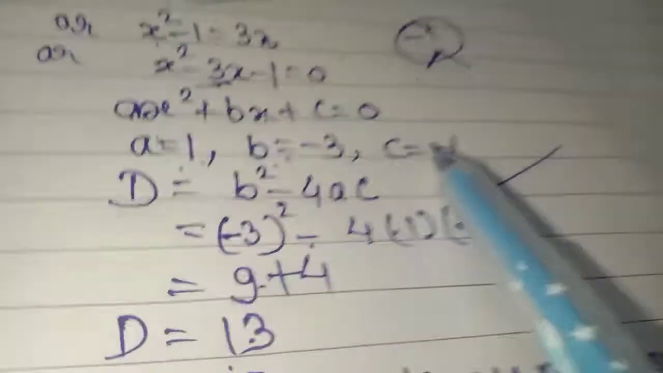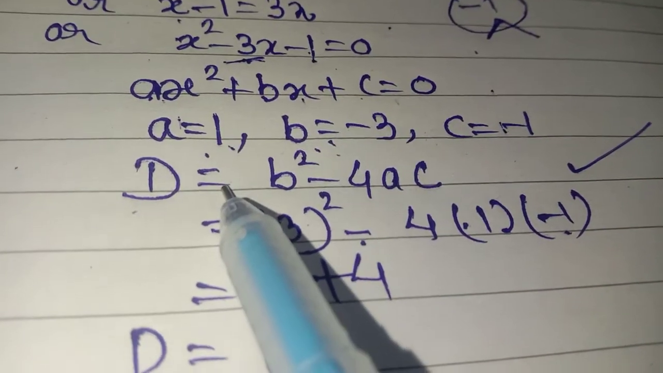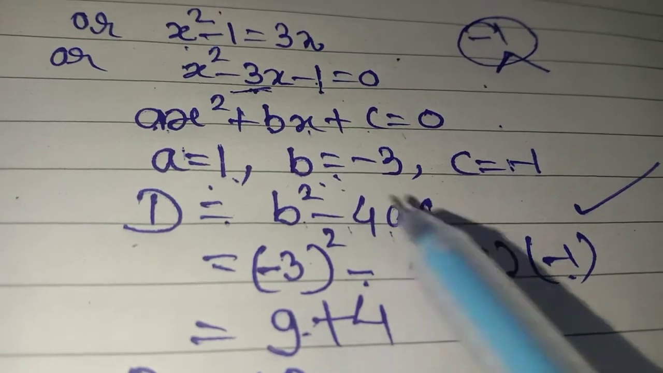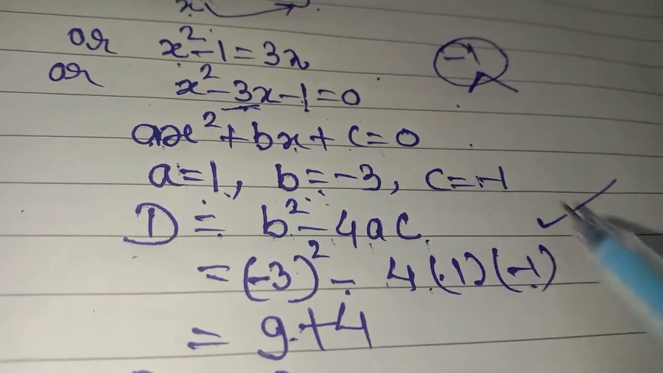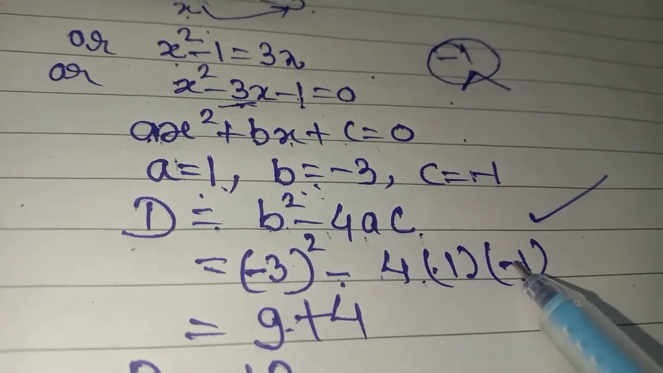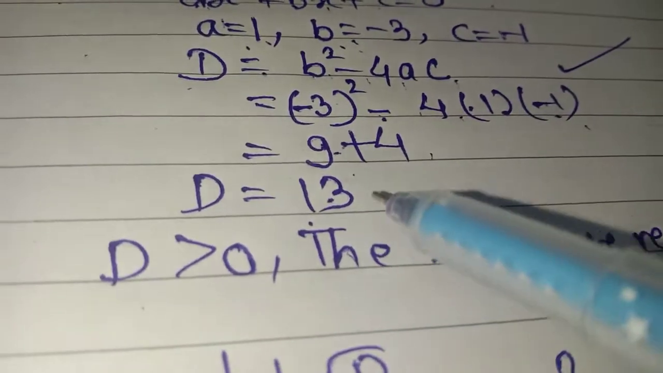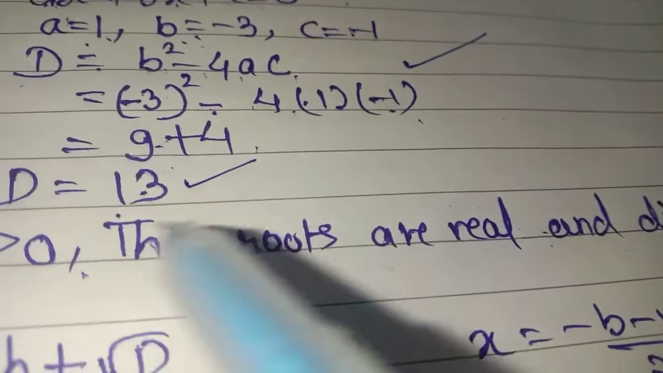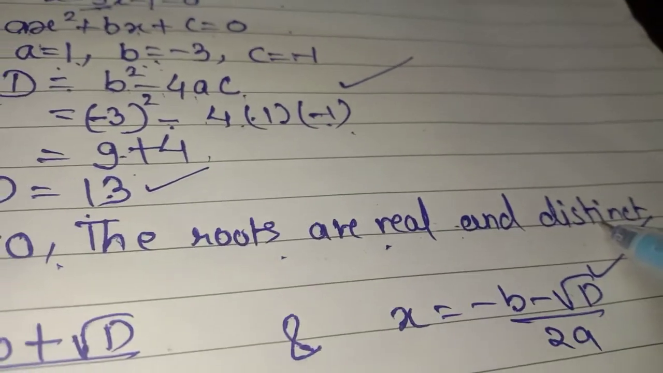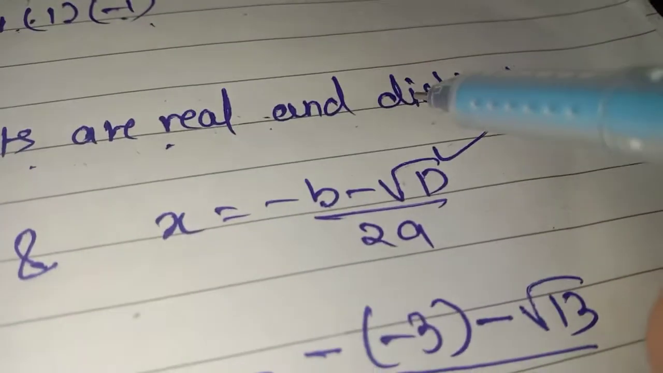Then we have to find the discriminant first, that you all know, b square minus 4ac. Here b is minus 3 whole square minus 4, a is 1 and c is minus 1. Now minus into minus is plus, so 9 plus 4 is 13, which is greater than 0. So we write that the roots are real and distinct. Distinct means we will get two different answers for the given roots.